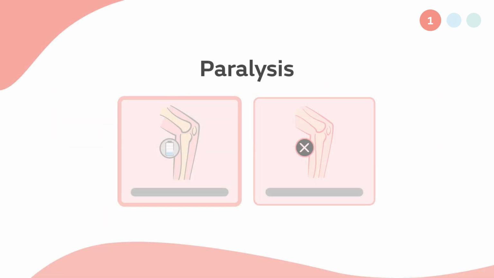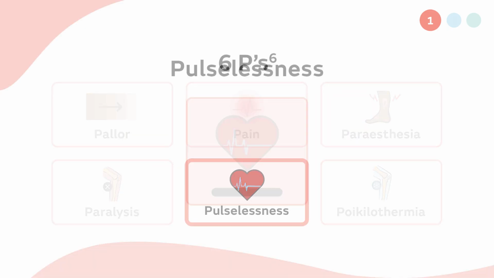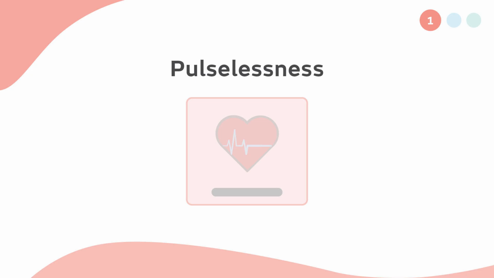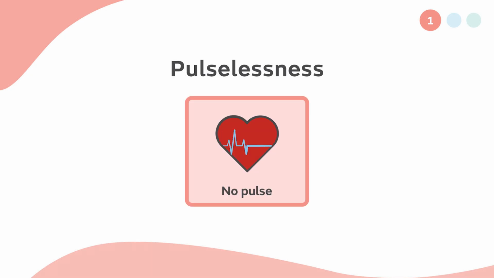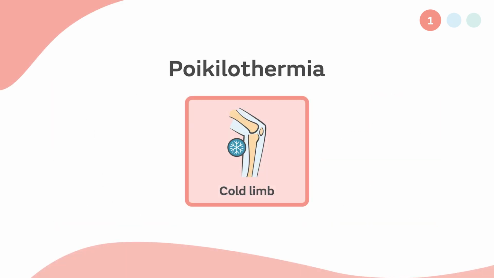Paralysis. As the condition progresses, your patient may experience muscle weakness or complete paralysis of the limb. Pulselessness. If the blood flow has been significantly compromised, you may not even be able to detect a pulse in the affected limb. And lastly, poikilothermia. The limb may be cold to the touch.